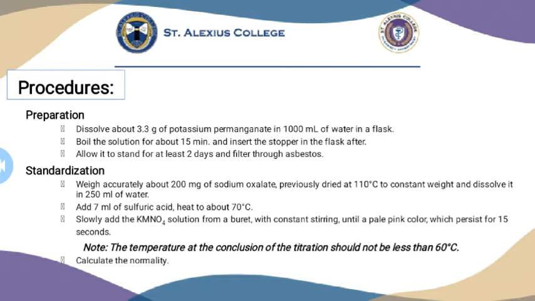Then slowly add the potassium permanganate solution from a burette with constant stirring until a pale pink color, which persists for about 15 seconds. Note that the temperature at the conclusion of the titration should not be less than 60 degrees Celsius. Lastly, calculate the normality.